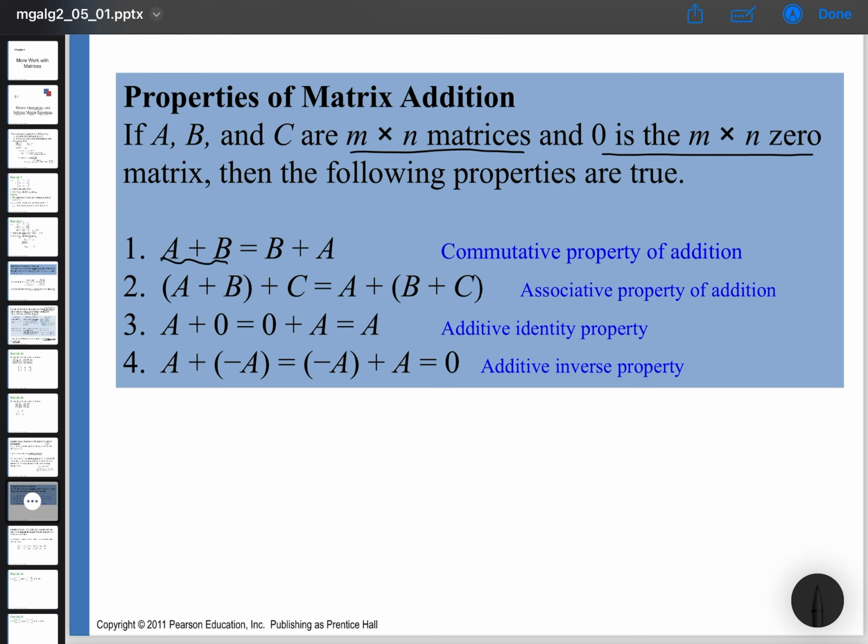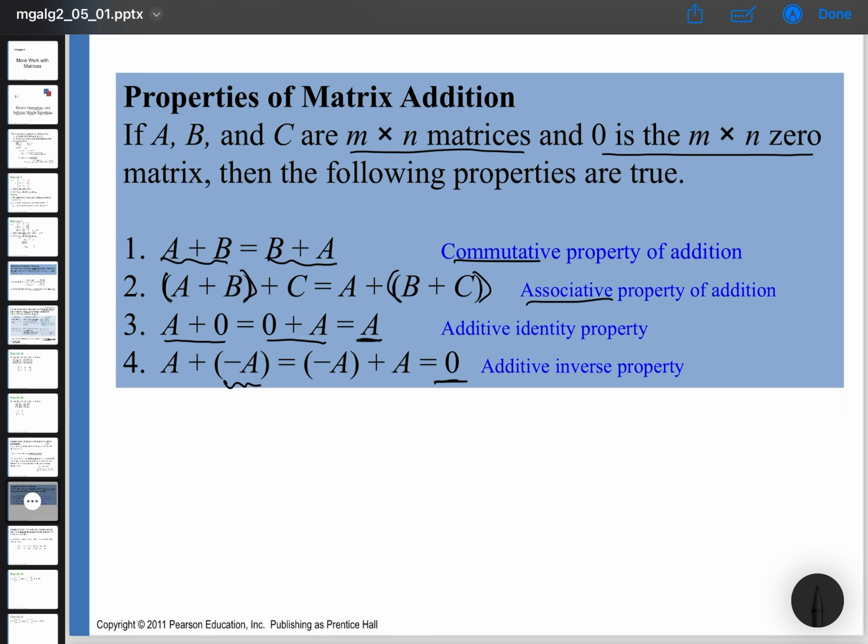I could add these in either order. That's your commutative property. I can group A and B, or I can group B and C when I'm adding all three of them. That's your associative property. You've dealt with these in other classes. Now we're just applying those same properties to matrices. Your additive identity is just saying I can add the zero matrix to A, and it's still just going to be A. And your additive inverse is saying if you take your inverse matrix and add it to your original one, it's always going to result in 0.